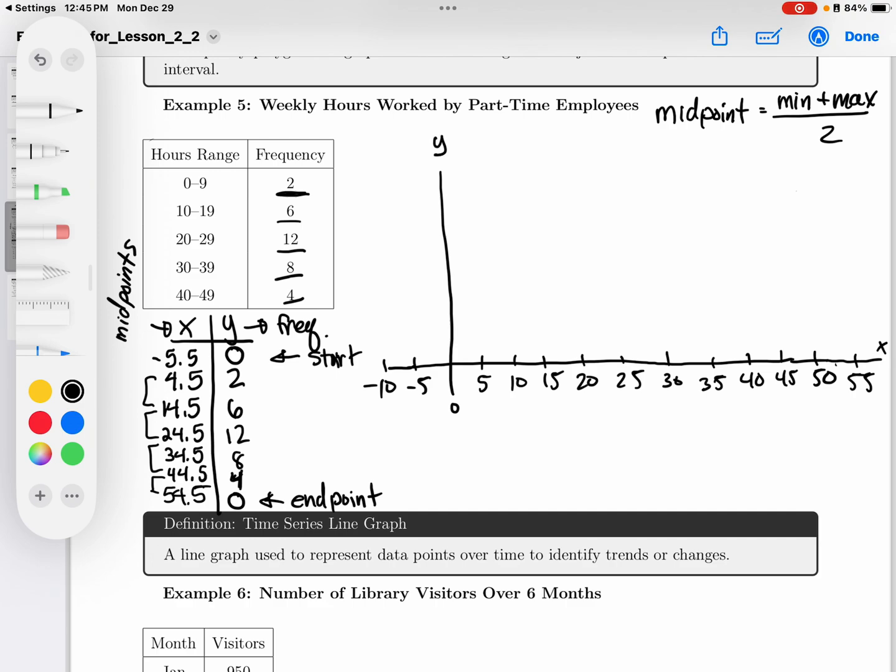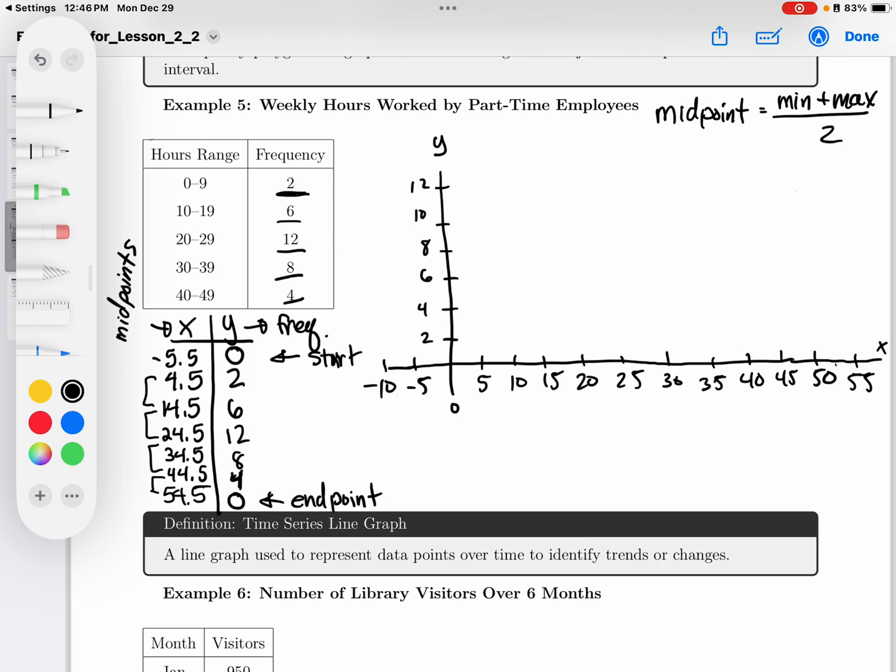Now for my y, I'm graphing my frequencies. So my lowest is 2 and my highest frequency is 12. So let's go by 2s: 2, 4, 6, 8, 10, 12. So we want to make sure that we scale this appropriately, that way it's not too zoomed in or too zoomed out, too squished in. We want to make sure that it contains all the numbers within a reasonable range.